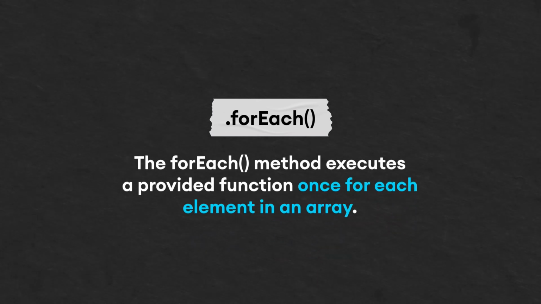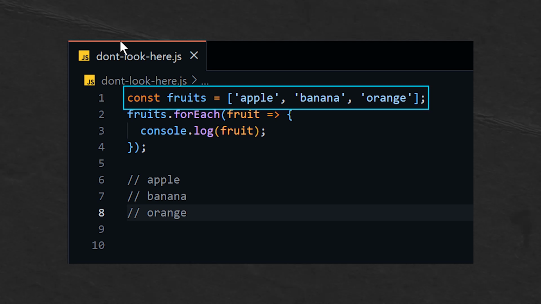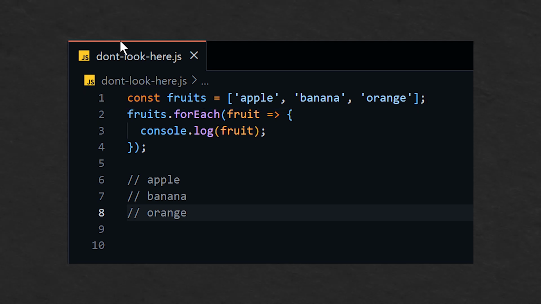forEach: as the name suggests, it will do an operation on each element of the array. In the example, the forEach method is used to iterate over each element in the fruits array. The callback function is executed for each element, printing each fruit to the console.